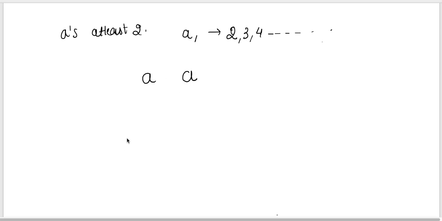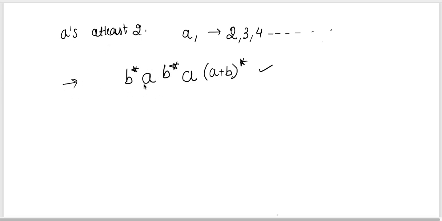Got it? Now let's do some more examples. Let's take strings in which the number of a's is at least 2. At least 2 means the number of a's can be 2, 3, 4, or more. So at least two a's should be there. Before it, any number of b can come. After it also any number of b's can come. And once 2 a's have arrived, after that any number of a's or b's can come. Got it? So this is the regular expression for at least two.